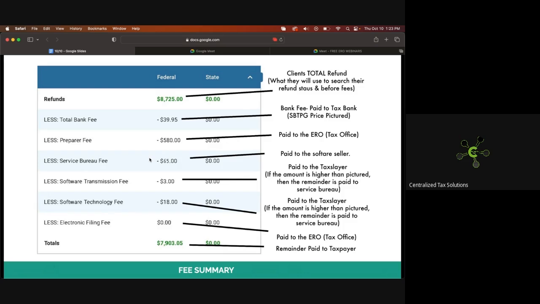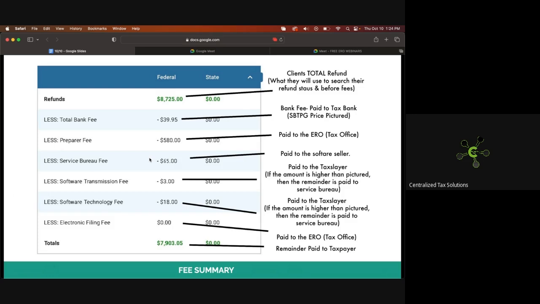And once again, that's actually the transmit, and that's one EFIN. So from their EFIN, they would send the money to the service bureau, and that's where my EFIN would come in. Then from there, the next one is the ERO, and that would be where your EFIN comes in. So there are always three EFINs attached to every return, and the EFIN controls whose bank account the money goes to as well. So that transmission fee is associated with TaxSlayer, and it goes to TaxSlayer's bank account.